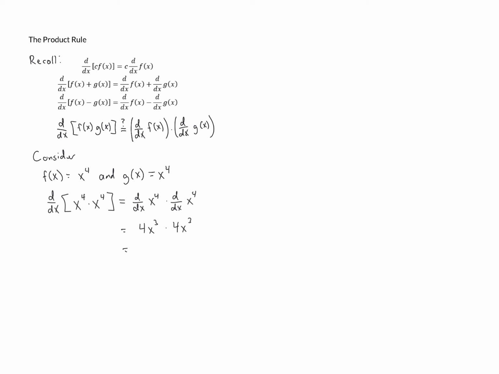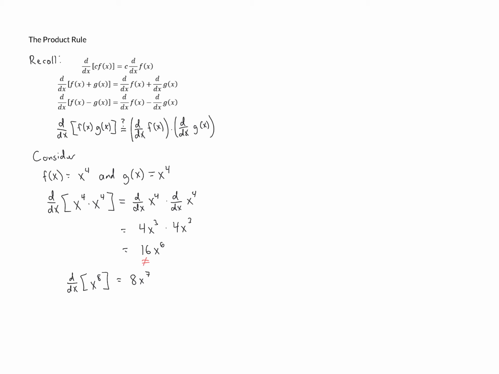And what does that give us? 16x to the sixth. However, we know that x to the fourth times x to the fourth is x to the eighth. So really what we're differentiating here is x to the eighth. And we know from the power rule that's going to be 8x to the seventh. Is that the same as what we got when we differentiated each of the factors individually? It's not. These two things are not equal.